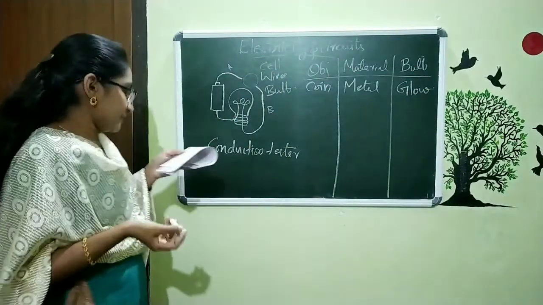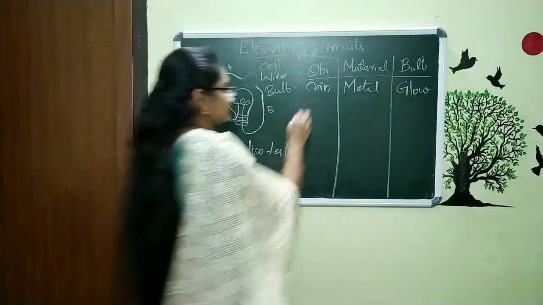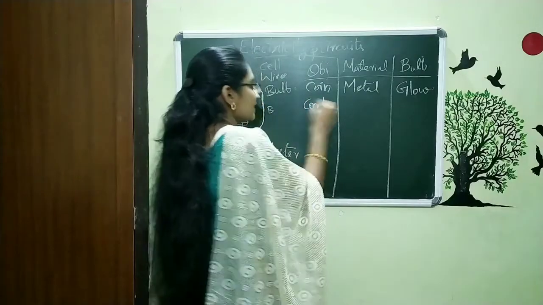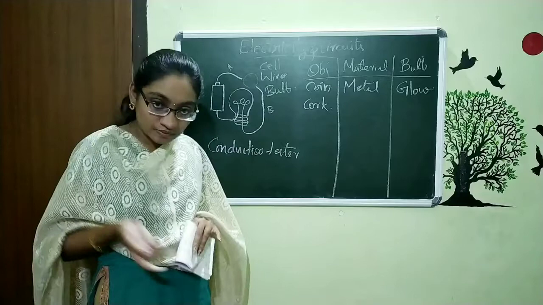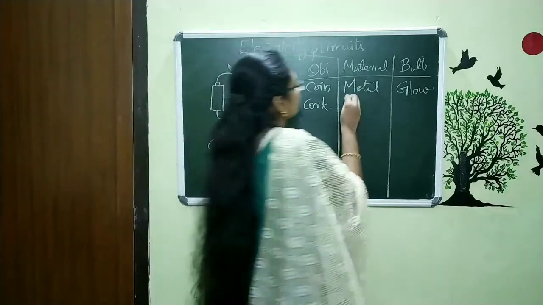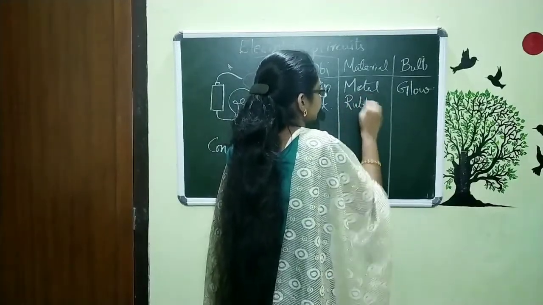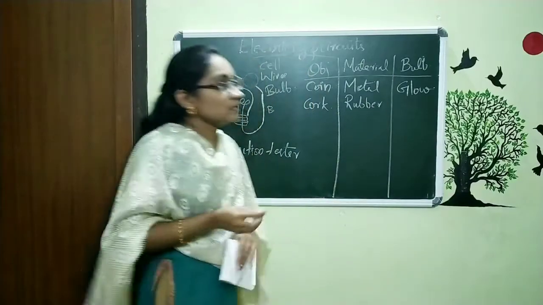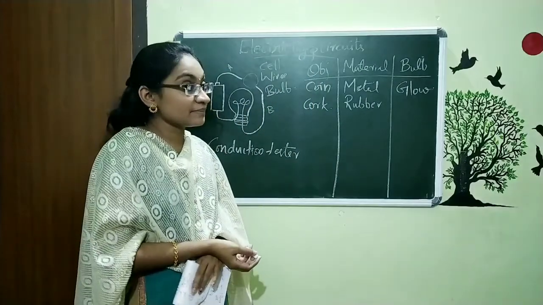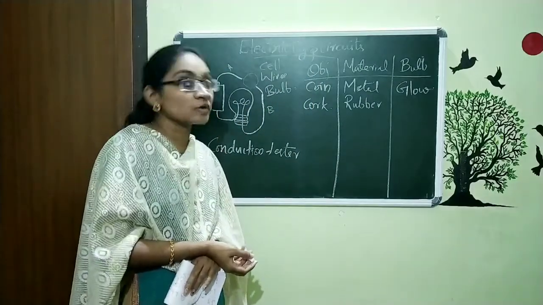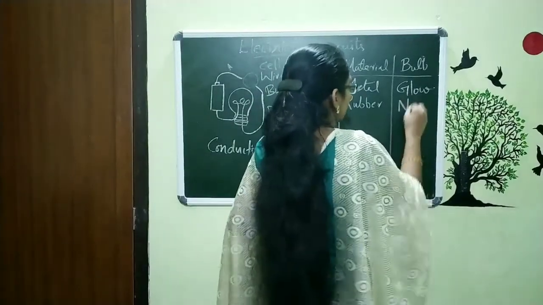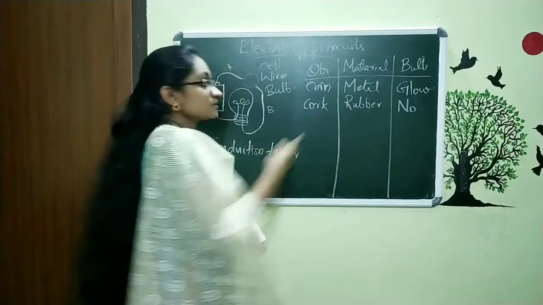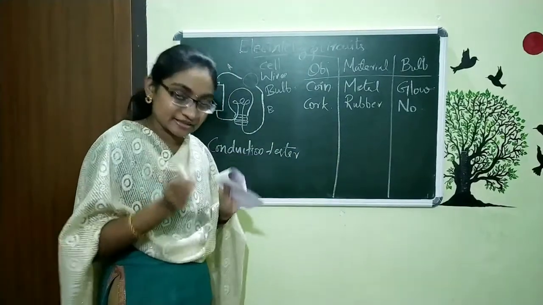The next one is cork. We can see some sort of cork in the bottle and all. So that is made of rubber cork. And so here, what happens to the bulb? Does the bulb glow or not? No, the bulb does not glow, because the rubber is not a conductor.